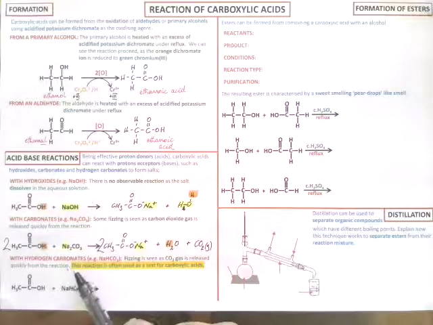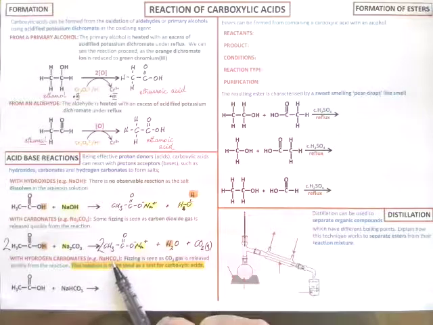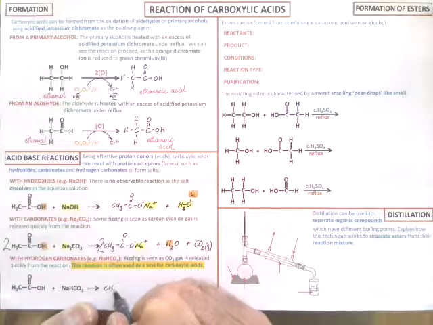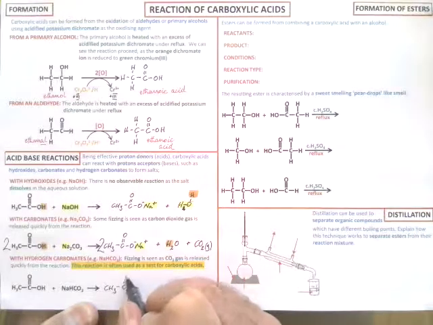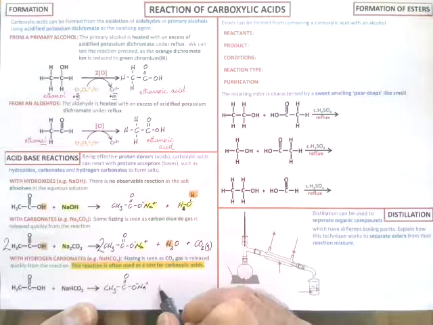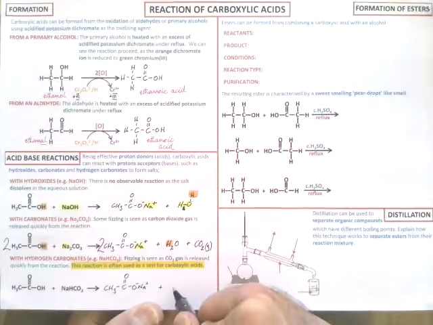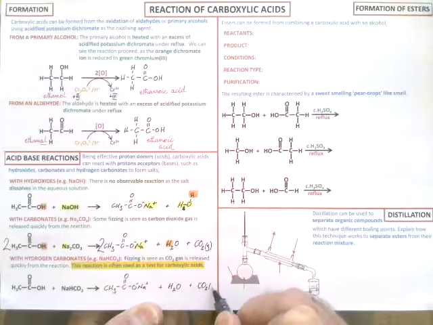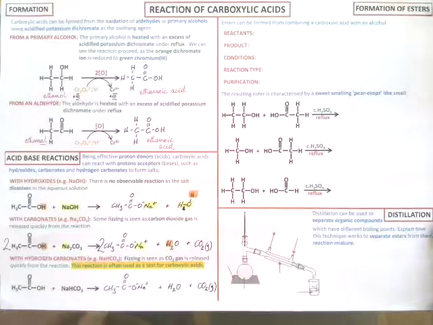Now, with hydrogen carbonates, a similar thing would happen. We've got a carbonate grouping here, and so we're going to form carbon dioxide gas again. And so we form our salt, O minus Na plus. We'd form our water. And we would form our carbon dioxide. And again, you'd see that as bubbles. Now, balancing wise, this is a bit easier. Only one sodium there, only one there, so that's all balanced there now.